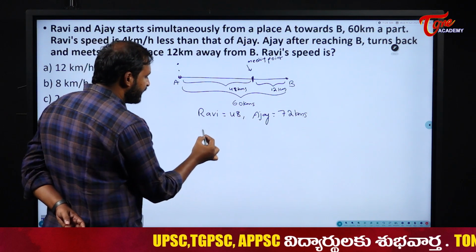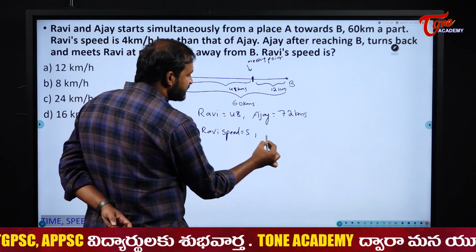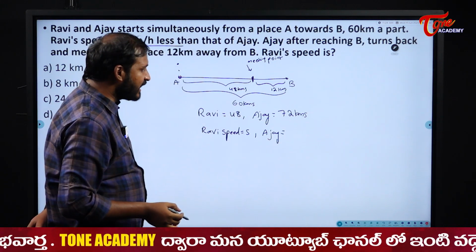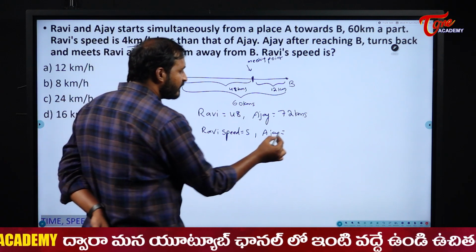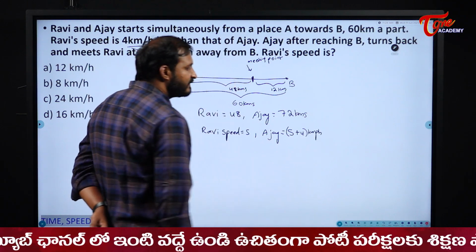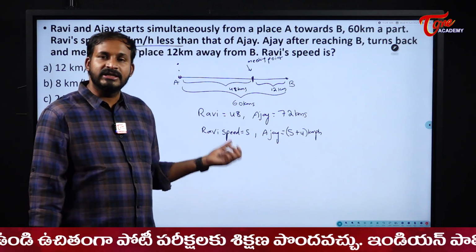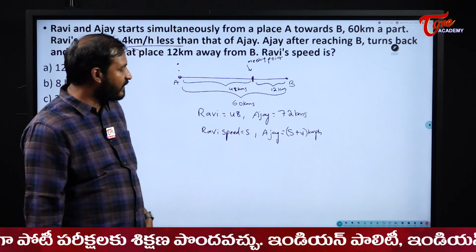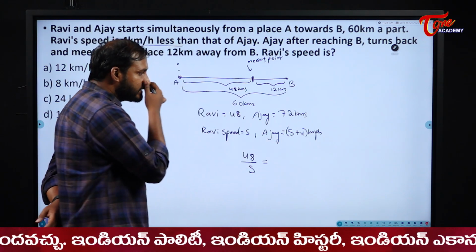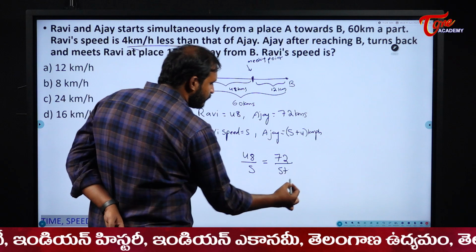Okay. They are asking us what is Ravi's speed. If I assume Ravi's speed as S, what about Ajay's speed, students? Because he travels 4 km per hour more than Ravi, Ajay's speed will become S plus 4 kmph. Ravi's speed is S. And now the same logic here also. Time is constant. When time is constant, what is the formula for time? Distance by speed. 48 by S is equal to the time, which is 72 by S plus 4.